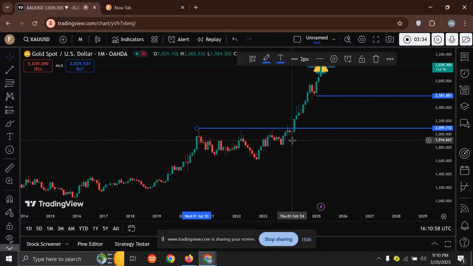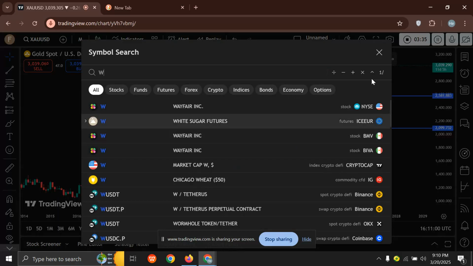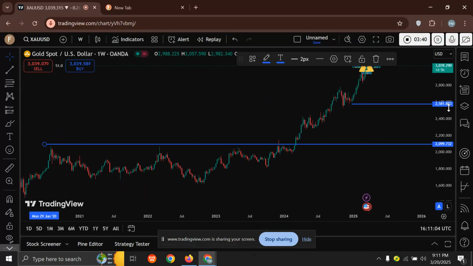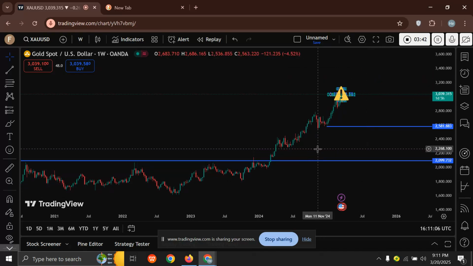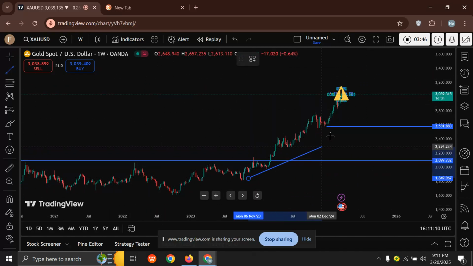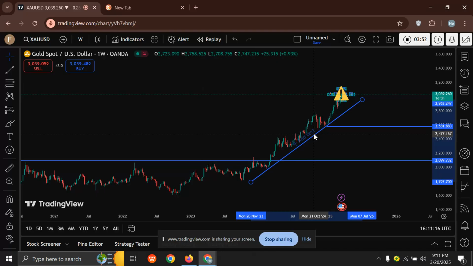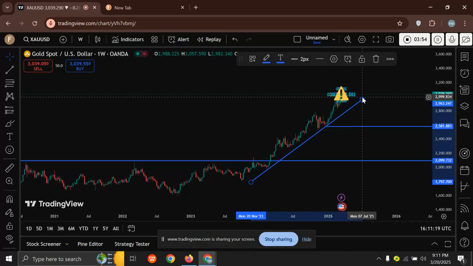And we go to the weekly chart, 1 week. Yes, it's almost all running in an upward direction. You can see that this market is going upward continuously.